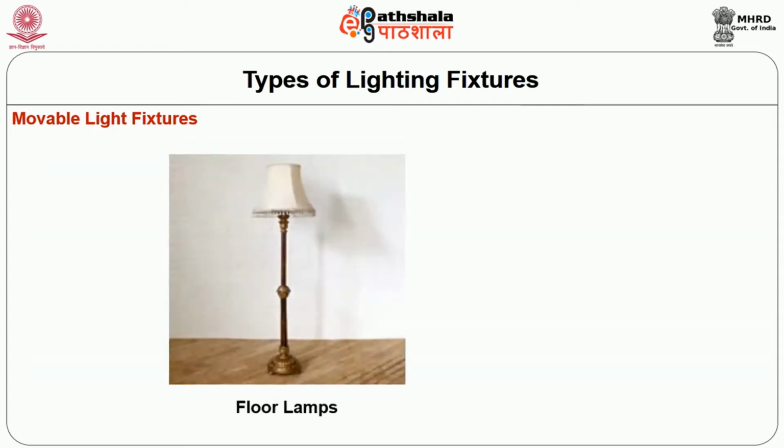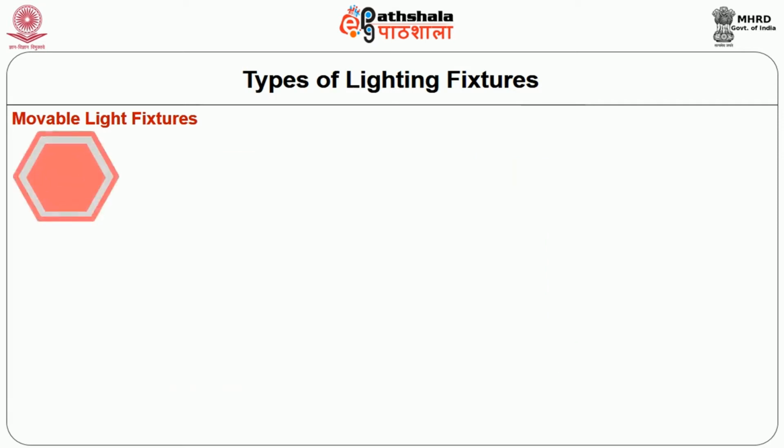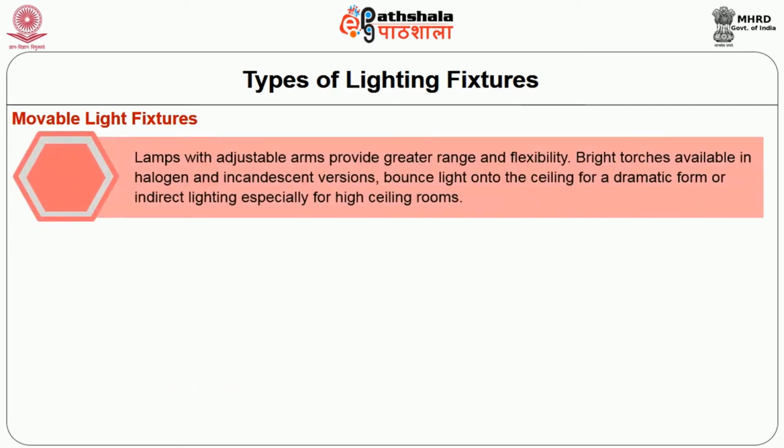Floor lamps offer great flexibility. Traditional floor lamps provide a continuation of levels, serving either as a reading light or as a source of soft ambient light. Pharmacy lamps offer options for tasks such as reading and sewing. Lamps with adjustable arms provide greater range and flexibility.